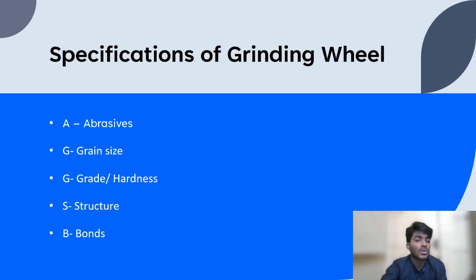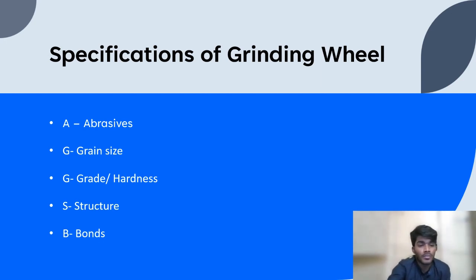Now let's go to the grain size. The grain size determines the average physical size of the abrasive grain. The larger the grain size, the faster it will cut and the poorer the finish. Ultra fine grain sizes result in a fine finished product.